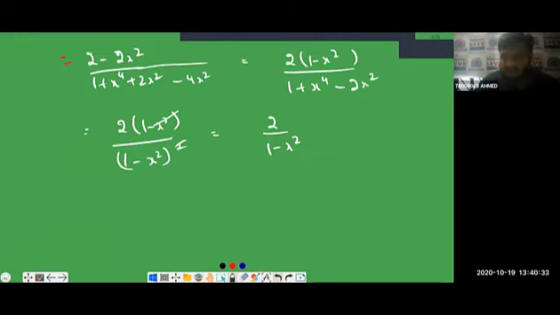I hope this is clear for all of you. So these were the 4 questions based on the 21st homework solution. I hope this is clear for all of you.